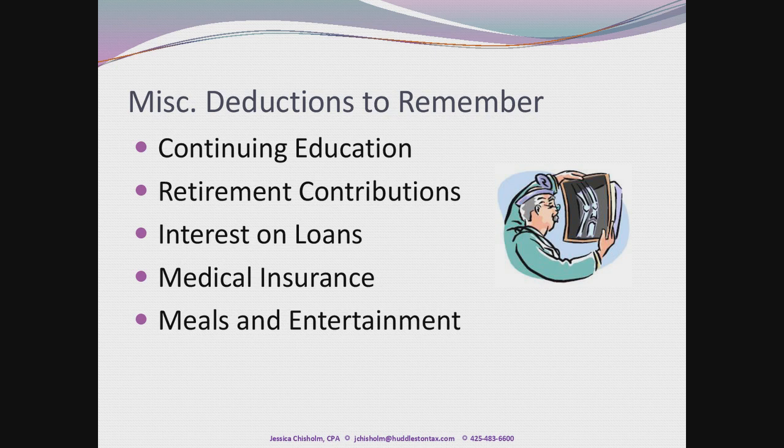This has changed slightly with the 2018 tax legislation. Entertainment is no longer deductible at all. It used to be deductible at 50%, but now that deduction has been eliminated entirely. Meals for travel continue to be deductible at 50%, and then meals for the convenience of the employer.